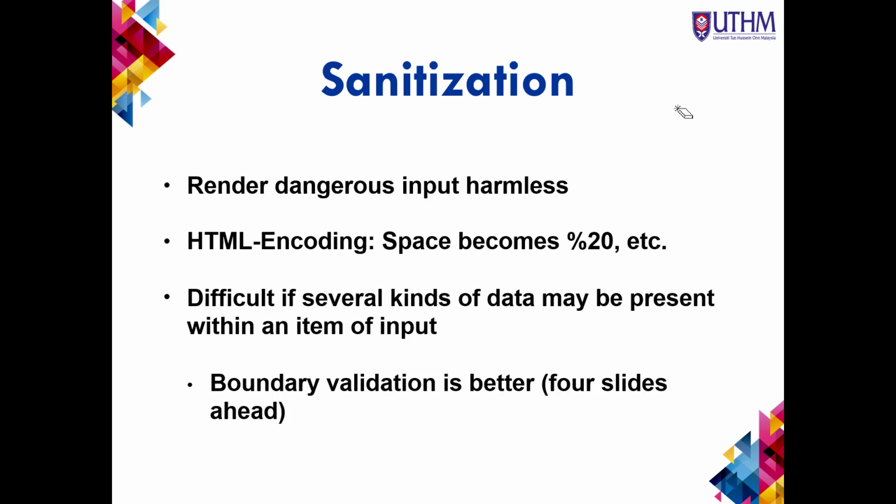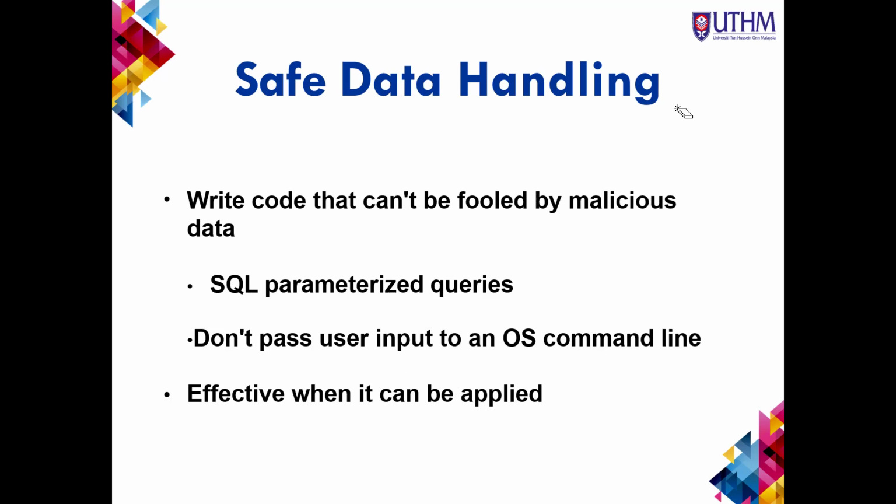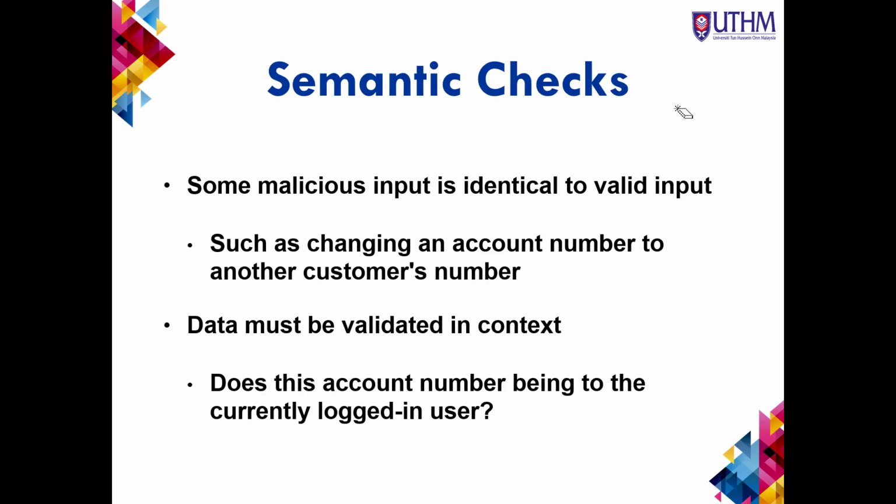And then we have boundary validation, which is better. Let's see what boundary validation is. Boundary validation is a method used to validate input coming in from untrusted sources into trusted sources. A simple example of boundary validation is the validation of data given by a user into an application.